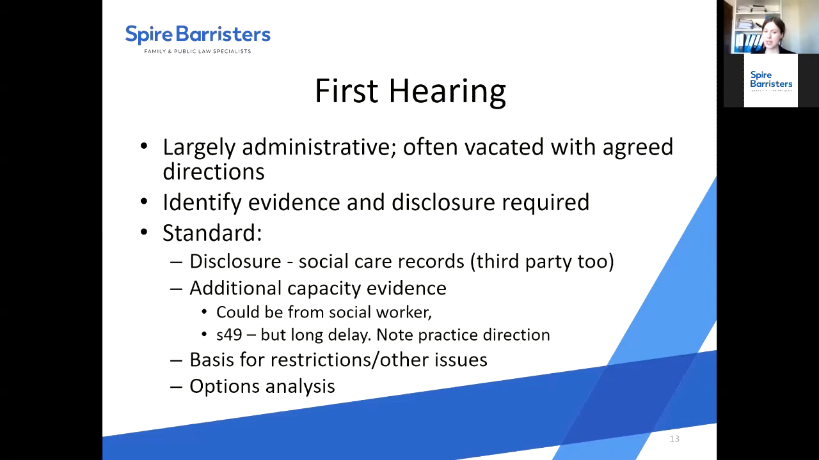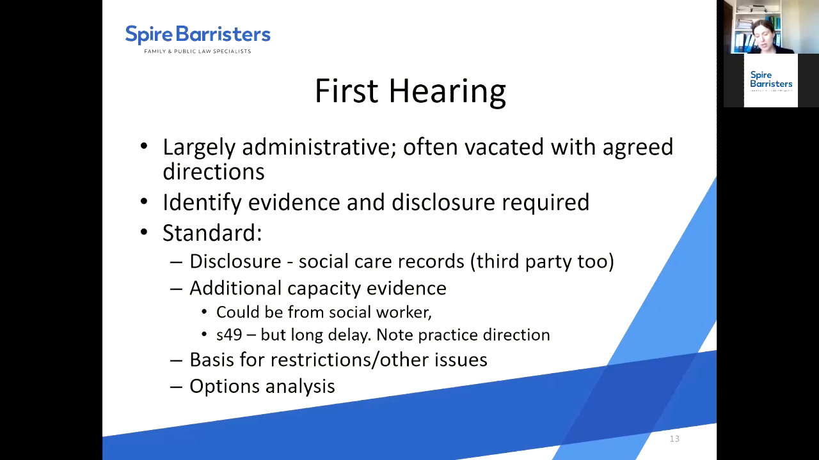So this is what I'm saying about you're potentially saving yourself work and delaying the proceedings if that initial capacity assessment within the Form 3, for example, is robust. In terms of other things that will be looked for at that first hearing, the basis for any restrictions or any other issues, if there's contact issues, for example, and as I say, the options analysis.